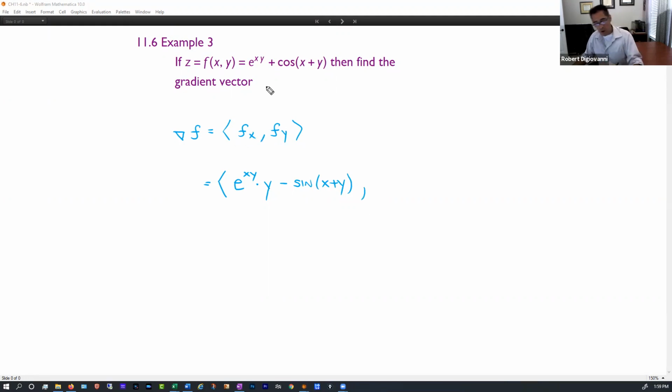Now I do partial with respect to y, which is going to give us something very similar, except we're going to have e to the xy times x instead of times y. And then we'll have minus sine of x plus y. Chain rule, derivative of the inside with respect to y is still 1, so that's it. That's our gradient vector. Everybody agree? That's del f, that's gradient of f. This is just an exercise understanding the terminology. Can I move on?